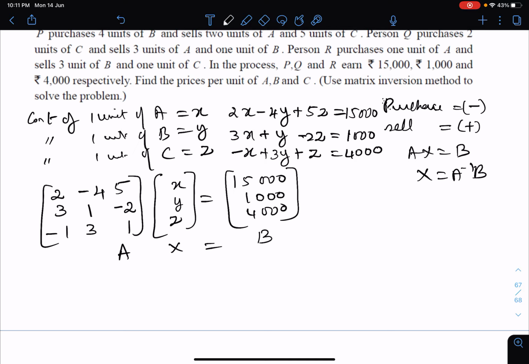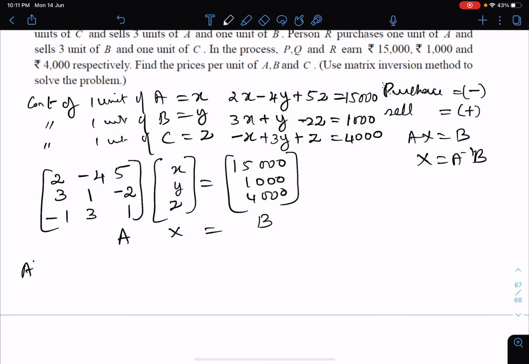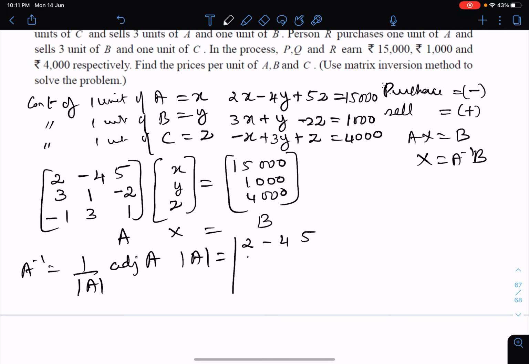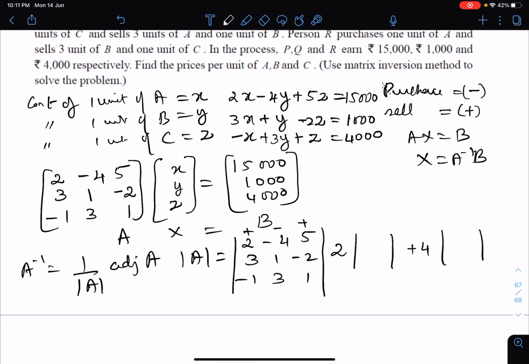Now from this AX equal to B, you are going to find out A inverse. So what is the formula for A inverse? 1 by determinant A into adjoint A. First we will find out determinant A. For that, 2 minus 4 5, 3 1 minus 2, minus 1 3 1. So your sign convention is plus, minus and plus, so 2 into our first minor, minus into minus, plus 4 into our second minor, and plus 5 into our third minor.